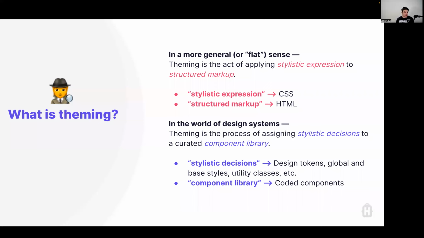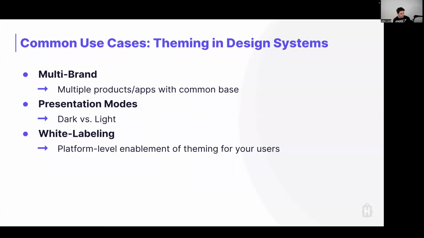In a more general sense, or in a flat sense, theming is the act of applying stylistic expression to structured markup. Stylistic expression being CSS, structured markup being HTML. In the world of design systems, we look at that a little bit differently. Theming is the process of assigning stylistic decisions to a curated component library. Stylistic decisions here are things like our design tokens, global and base styles, utility classes, etc. Our component library is exactly what it sounds like, our coded templates of our components.